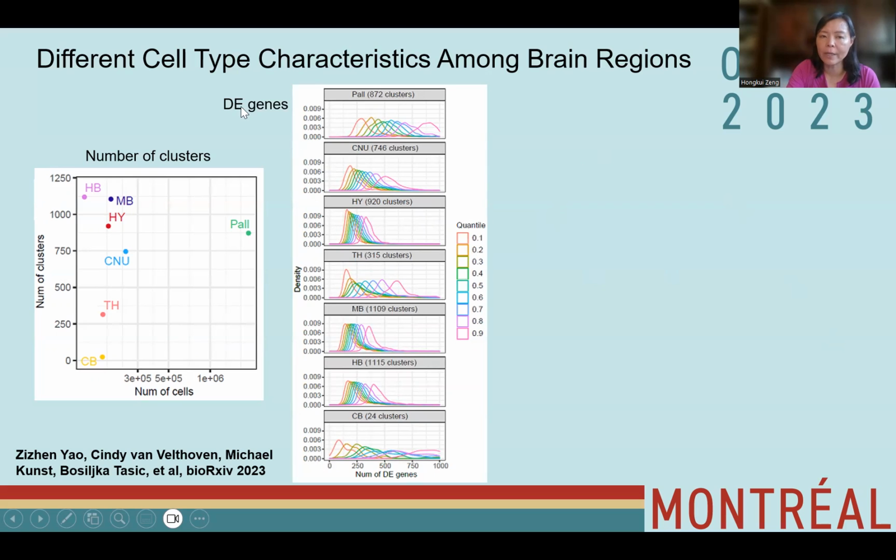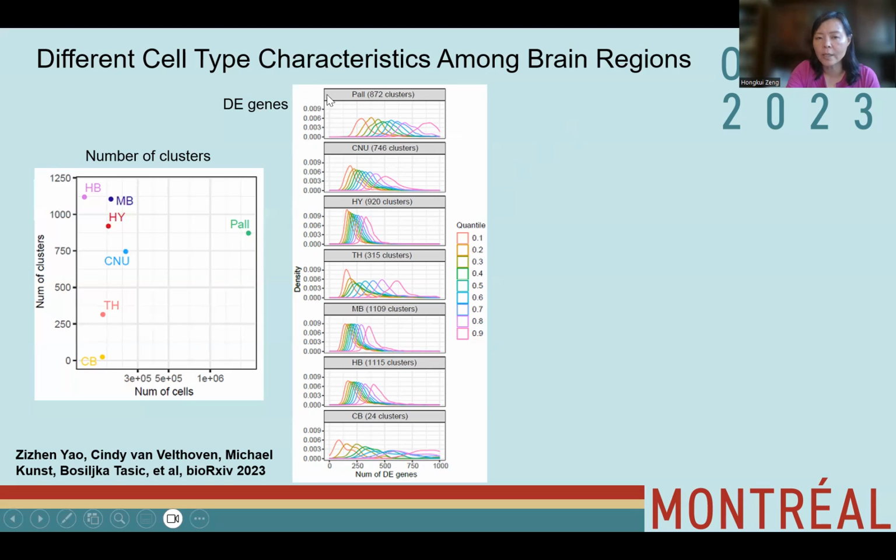By analyzing differentially expressed genes, or DE genes, among all the different clusters, we also find that interestingly, there are only a small number of DE genes between each pair of clusters that are from hypothalamus, midbrain, or hindbrain areas, suggesting that the clusters in those regions are all pretty similar to each other, with few DE genes that can differentiate them.